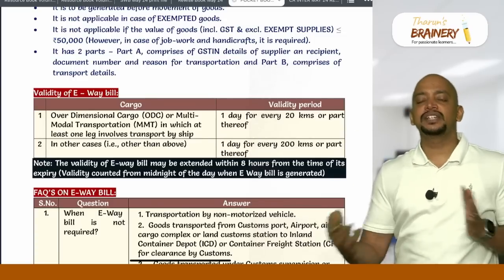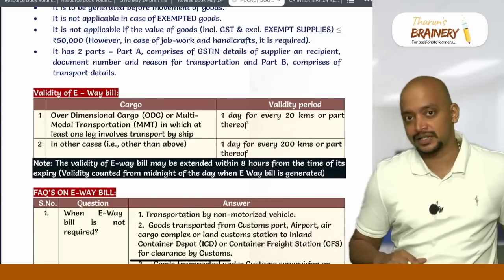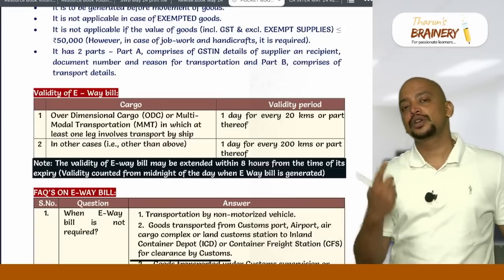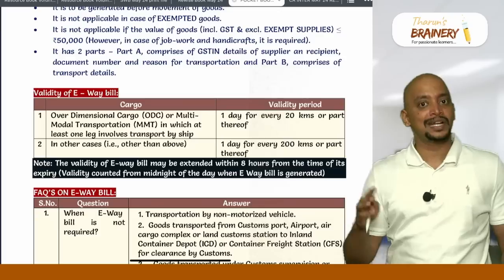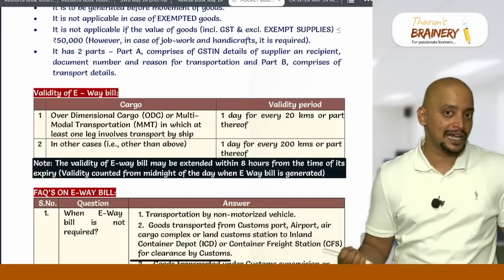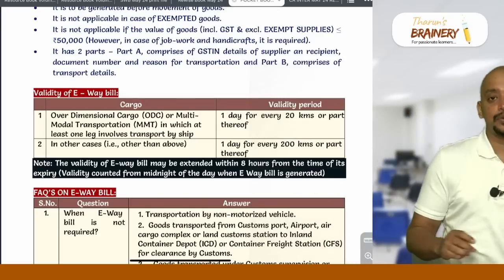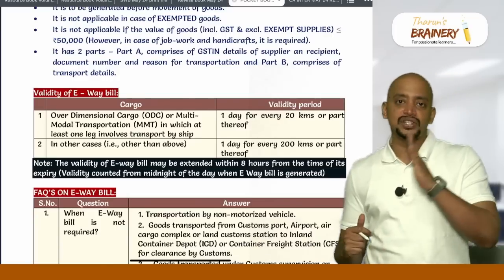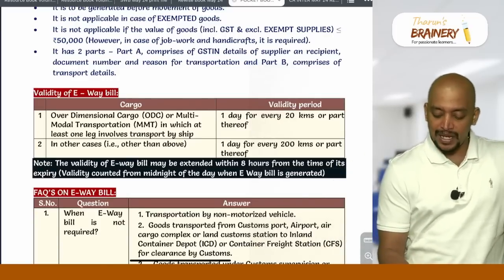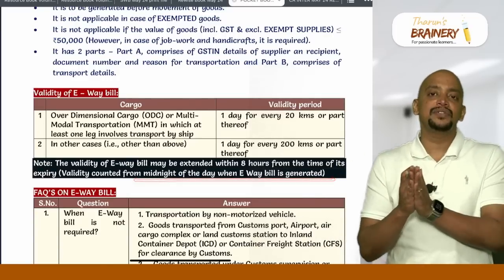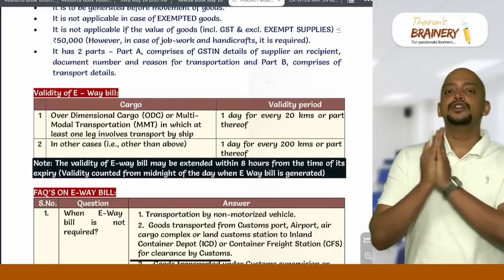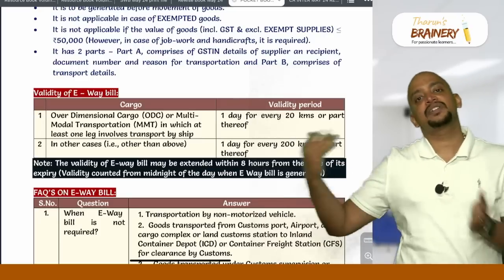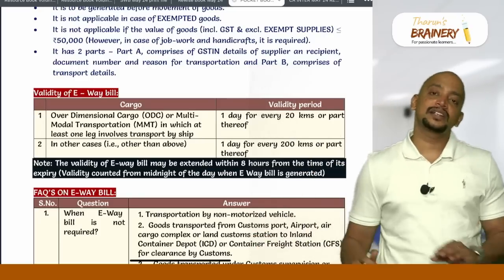For example, if the distance is 480 kilometers, the validity will be taken as 3 days. So first 200 kilometers 1 day, next 200 kilometers 1 day, and remaining 80 kilometers 1 day. Like that the validity will be counted, and the validity will start from midnight of the day in which the e-way bill is generated. For example, today morning the e-way bill is generated, today midnight to tomorrow midnight is 1 day, and thereafter next day midnight is another day. So like that validity is counted.